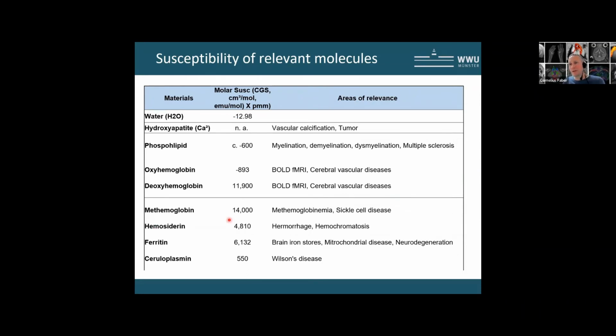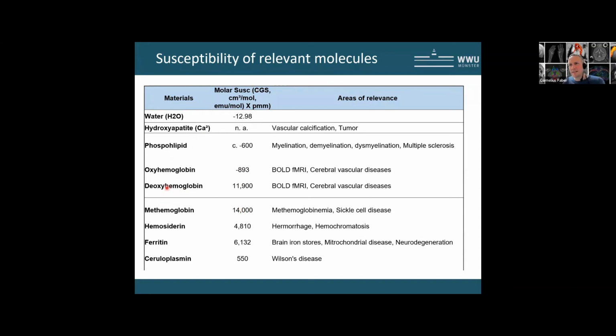And here's a table that shows several diseases in the right column. This is basically a number of conditions or phenomena or diseases that produce some kind of mostly iron-containing, but also other lipid molecules and calcium-containing molecules. And these have, this should be the chi here. This is the susceptibility difference. This is in CGS units.